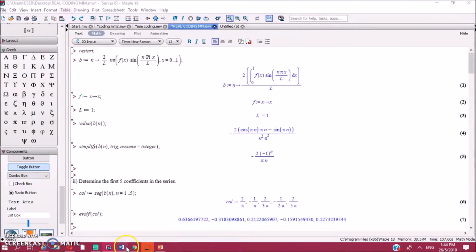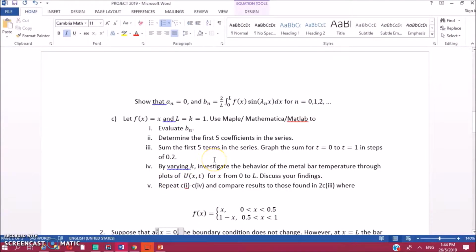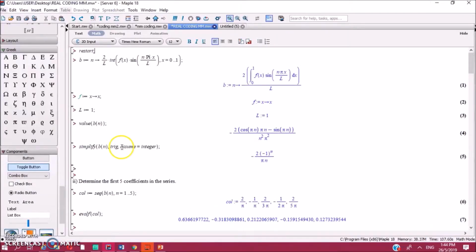And for question 1C2, we need to determine the first 5 coefficients in the series. Okay, we need to put the sequence. I use the command sequence, bn. The bn here is just like I recall the bn up there. Okay, and n is 1 to 5, and then we got this. We just put what the question gave, and we can get this.